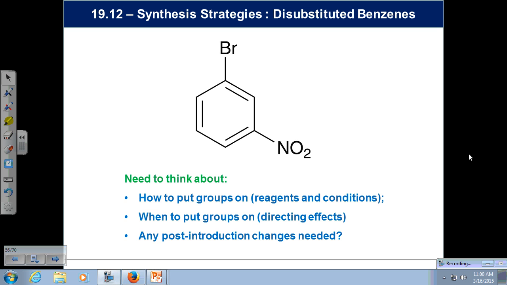It's more of the same stuff, but maybe deeper in the sense of we've already got one group on there, we've got two groups on there, where does the next group go? And this becomes more useful because now we're talking about polysubstituted benzene rings, which are more realistic in terms of uses. I get through this today.